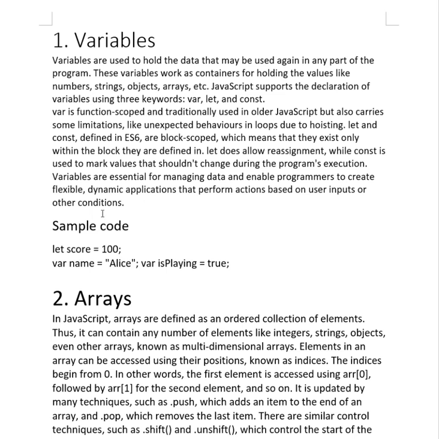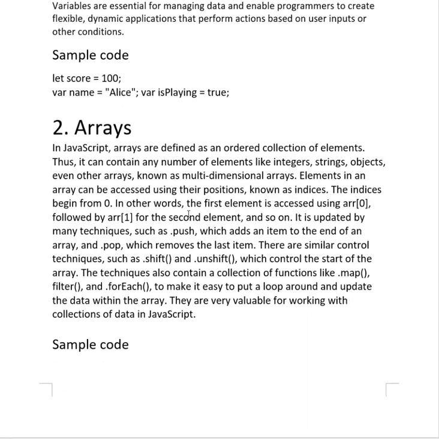And second topic is arrays. In JavaScript, arrays are defined as an ordered collection of elements. Thus, it can contain any number of elements like integers, strings, objects, even other arrays, known as multi-dimensional arrays. Elements in an array can be accessed using their positions, known as indices. The indices begin from 0. In other words, the first element is accessed using array followed by the index 0, array of index 1 for the second element, and so on.